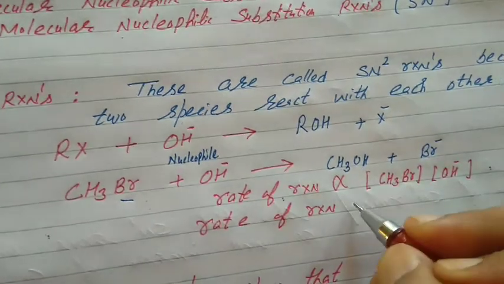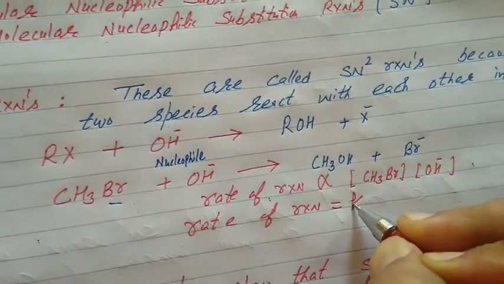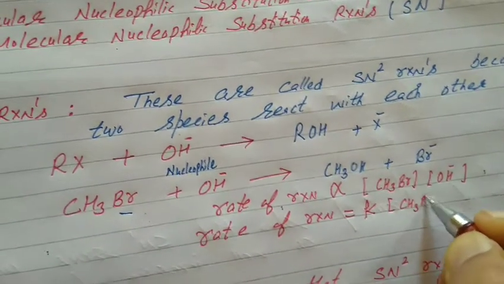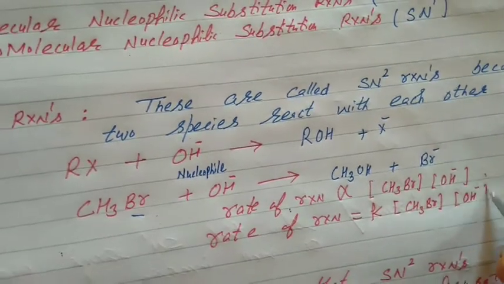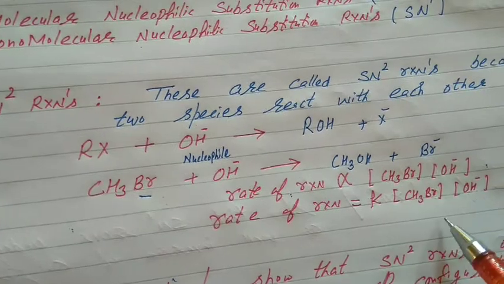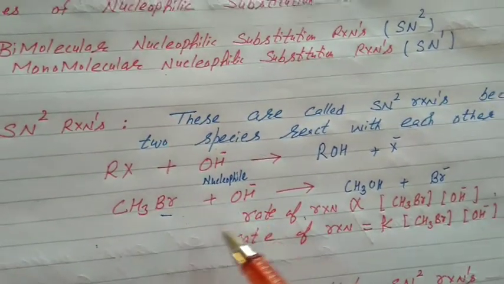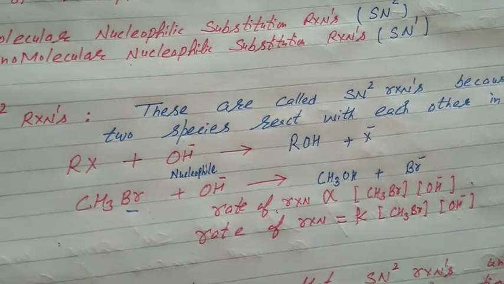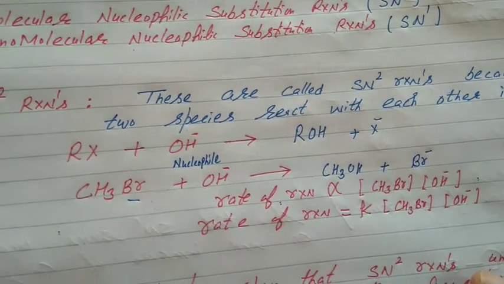Rate of reaction equals rate constant times CH3Br and then the nucleophile OH negative. It's clear, students, what is the order of this reaction? 1 plus 1, 2. We call it bimolecular nucleophilic substitution. Two species, that is haloalkane and nucleophile, react in a single step. You know, single step reactions are called elementary reactions.